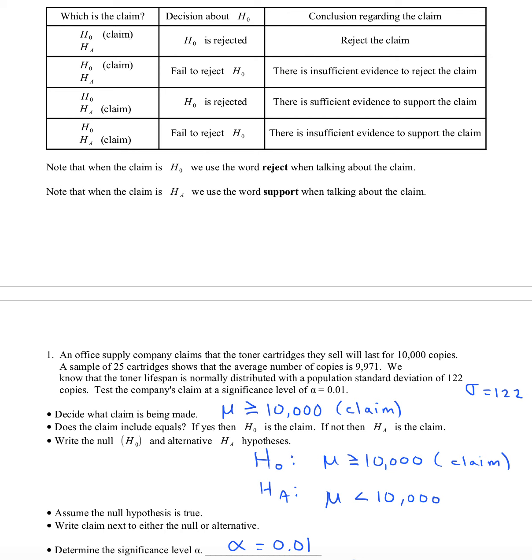This guide here will help us decide how to word our final conclusion. Now, when H0 is the claim and H0 is rejected, then naturally we'll say that we reject the claim. However, we have the second case. H0 was the claim, but we fail to reject H0. So we have to word it like this. There is insufficient evidence to reject the claim.